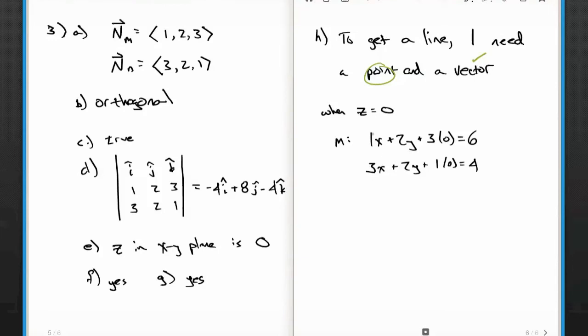So where I left off here, this one came from plane M, and this one came from plane N, and I knew that when they intersect the xy plane, z is equal to 0. So I can take these two equations and solve them simultaneously. I'll subtract this one from this one. So I get negative 2x equals, well, that goes away, and 6 minus 4 is 2, which leads me to x equals negative 1.